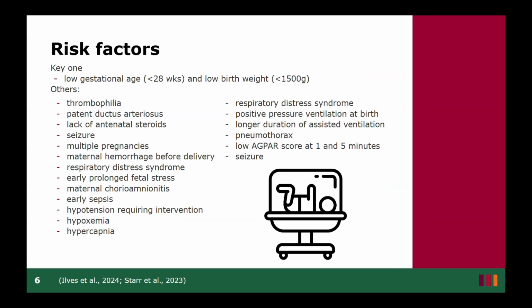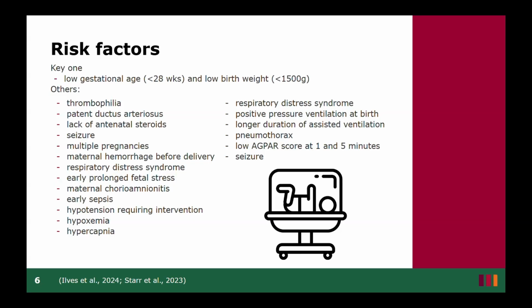Risk factors. So the key risk factors are a low gestational age, generally under 28 weeks are highest risk, and also a low birth weight at less than 1,500 grams. Other risk factors overlap with this. Preterm infants are underdeveloped and they have associations with a lot of other conditions and other factors for their birth.